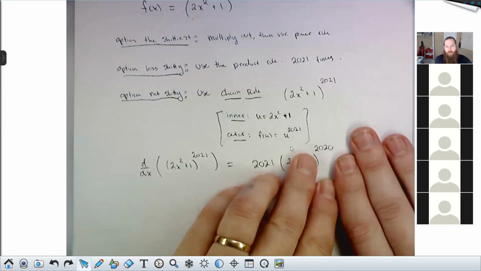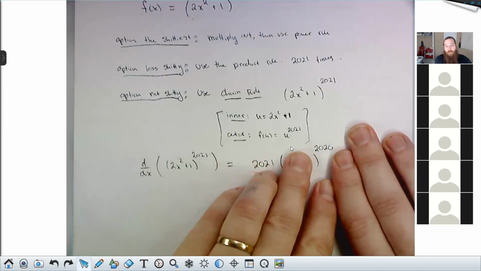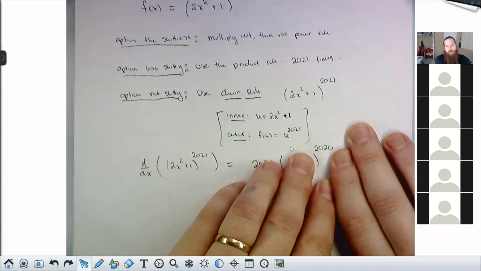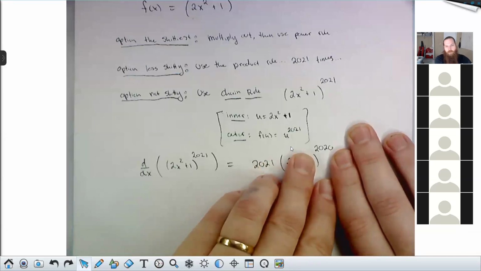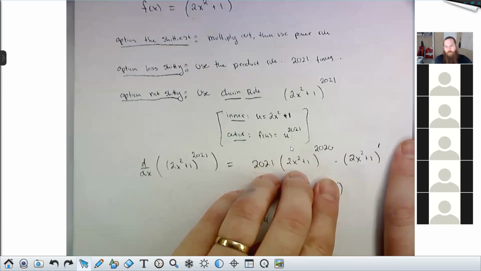You see the old power down here and the power with 1 taken away up here? It's just like the derivative of x to the 2021. It would be 2021 x to the 2020. The part that's not covered up right now is f primed of u. But now when I plug in for u, what is u? It's this. And then I also need to multiply by the derivative of u. Well, that's this.